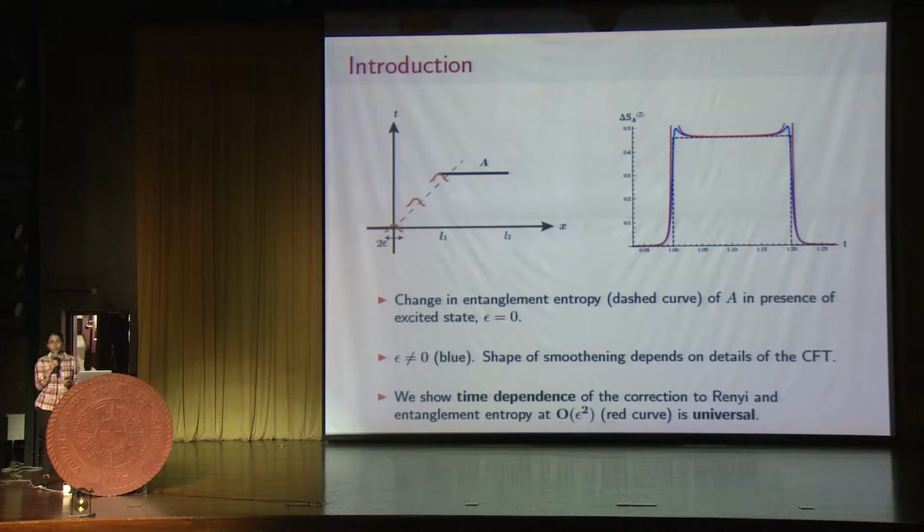The profile of the smoothing depends on the details of the CFT. However, we show that the correction to the Renyi entanglement entropies at order epsilon squared, that is at second order in the width of this excited state, is universal. It has a universal time dependence.